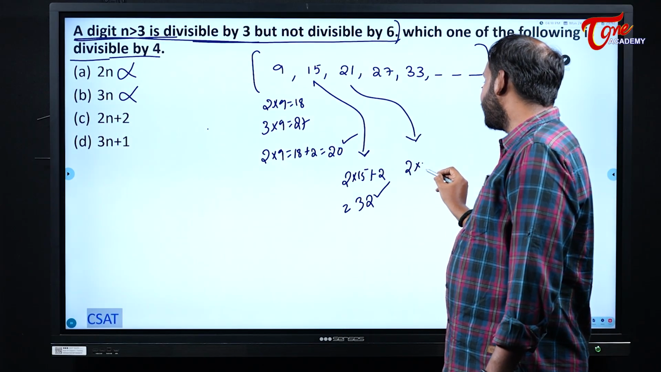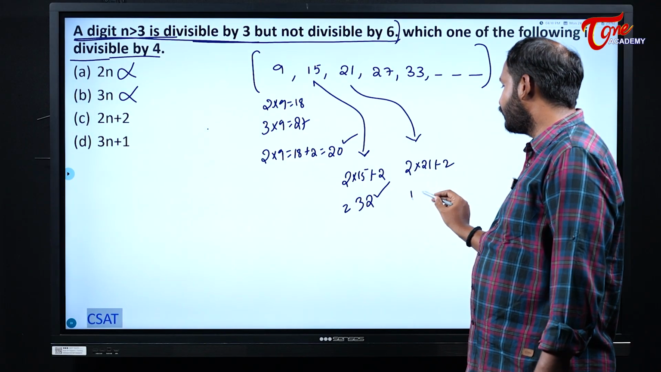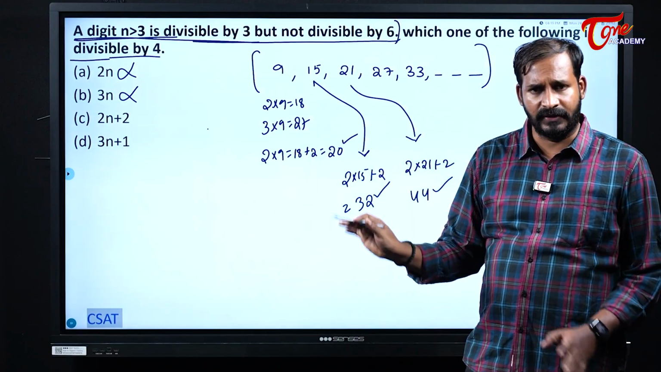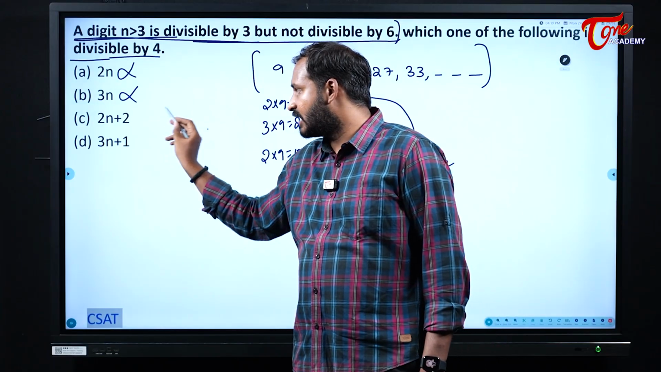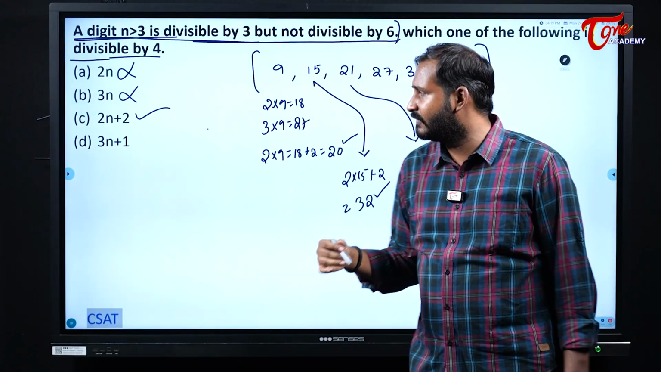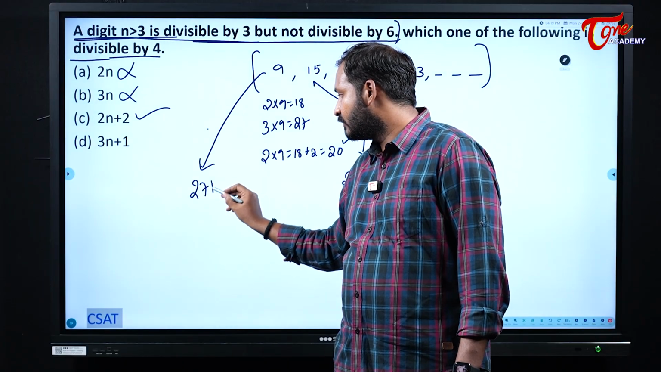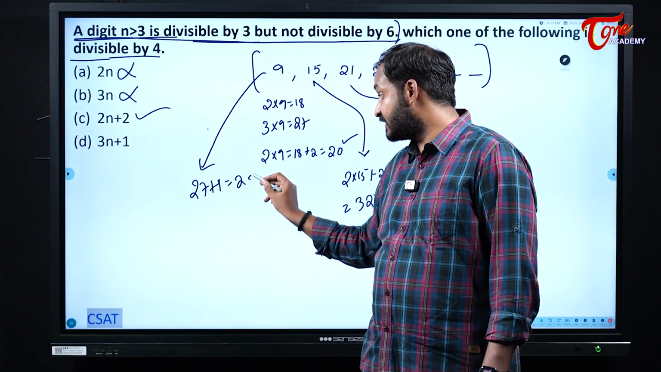Now I will check this one next. 2 into 21 plus 2. What is it? 44. Is 44 divisible by 4? Yes. Like this, check 4 to 5 values. Yes, this will be our answer. Next, check for this one. For the time being, we will check this one. 3n means 27 plus 1. What is it? 28. Yes, it is satisfied for this.